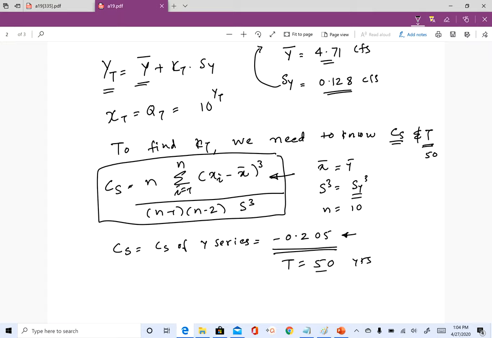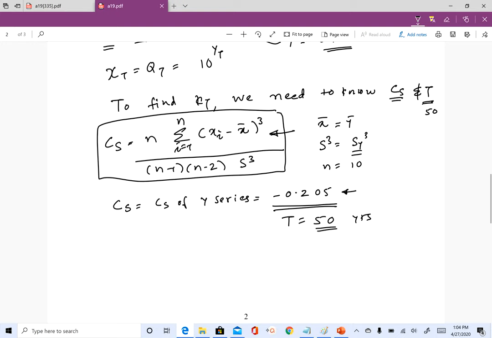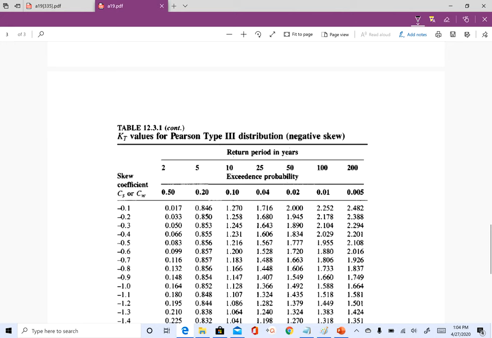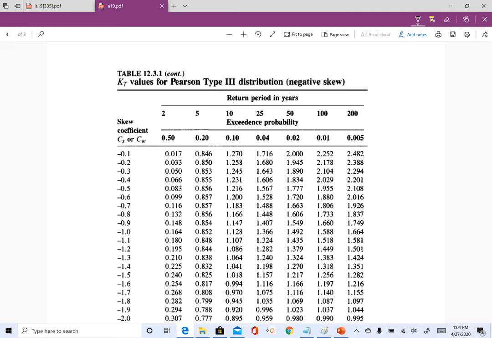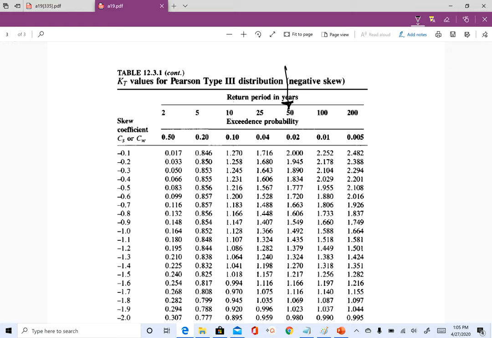Once we know the coefficient of skewness and T, we can use the table that I showed you in my video, and I have also given you the table in this assignment page. We are looking at a return period of 50, so I'm going to look into this column, and our coefficient of skewness is negative 0.205. It lies somewhere between two values, 1.945 and 1.890. For negative 0.2 it's 1.945, and our coefficient of skewness is negative 0.205, so it is going to be very close to 1.945. I'm just going to linearly interpolate that.